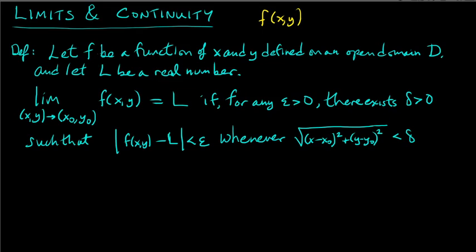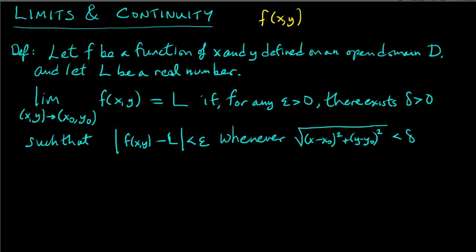So you have a function f. It's a function of x and y defined on some open domain D. And we're going to let L be a real number. L, of course, will stand for the limit. And so this is the notation we write when we're taking a limit of a function as the points x and y approach a specific point x0, y0. So that limit will be equal to L. If L is a real number, then that limit exists.